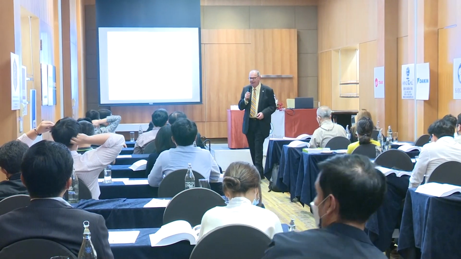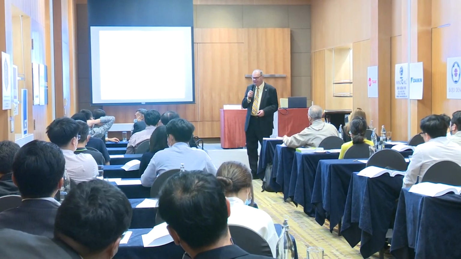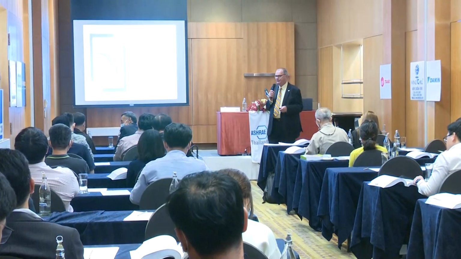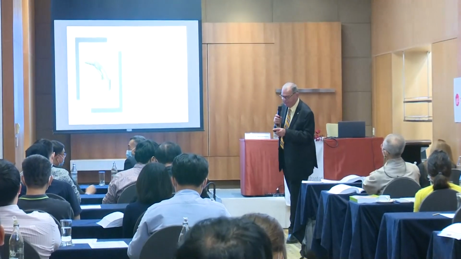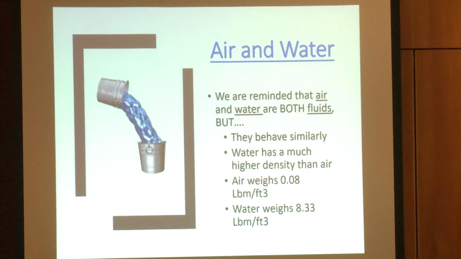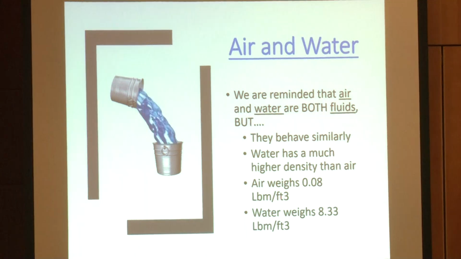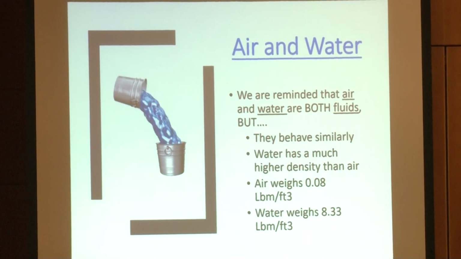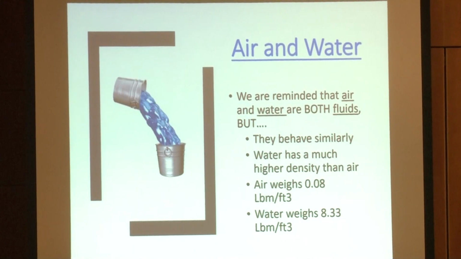Water TAB, right? Different, but the same. So we use a lot of the same principles and a lot of the same equations. What's different, obviously, is that they're both fluids. Air and water are both fluids, but of course, they differ by their density, right? Air weighs 0.08 pounds mass per cubic foot. Water is 8.33. So as you can see, there's an order of magnitude difference there.